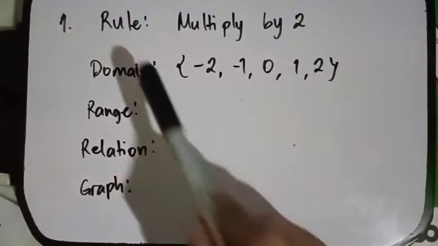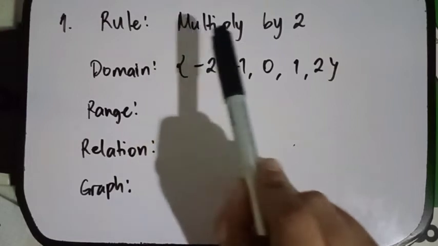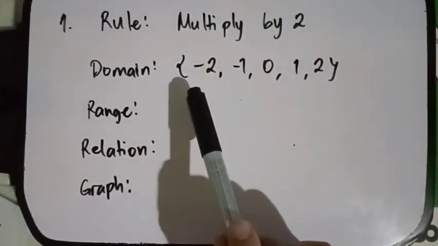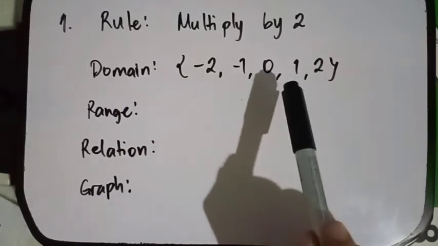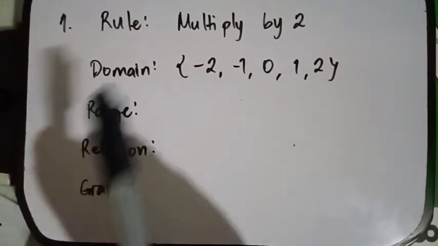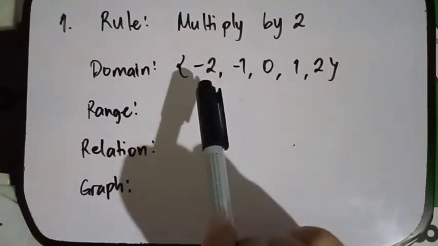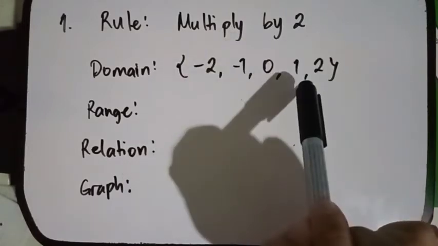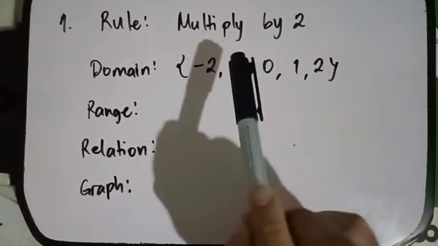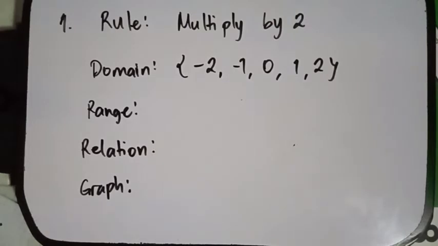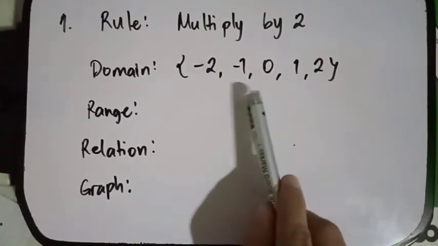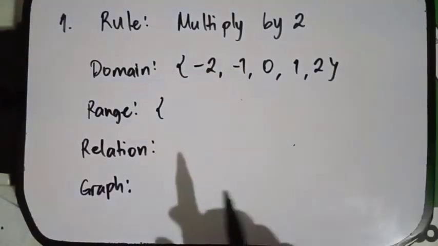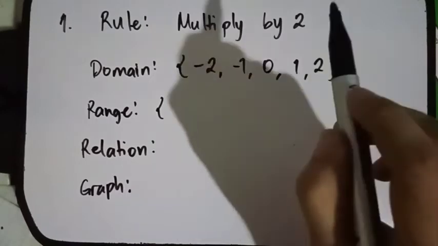Number 1. So, ang given is yung rule. At ang rule ay multiply by 2. So, yung domain ng relation ay negative 2, negative 1, 0, 1, 2. And according doon sa rule, imumultiply natin lahat ng values na ito by 2. Because, ayun ang rule. At kapag minultiply natin ito sa 2, doon natin makukuha yung range. Okay? So, to get the range, imumultiply natin yung bawat isa by 2.